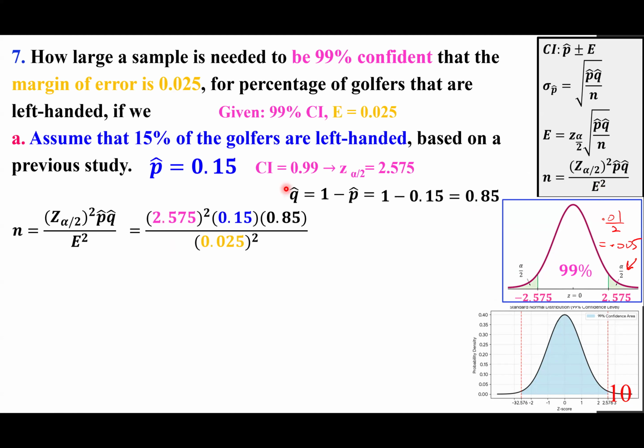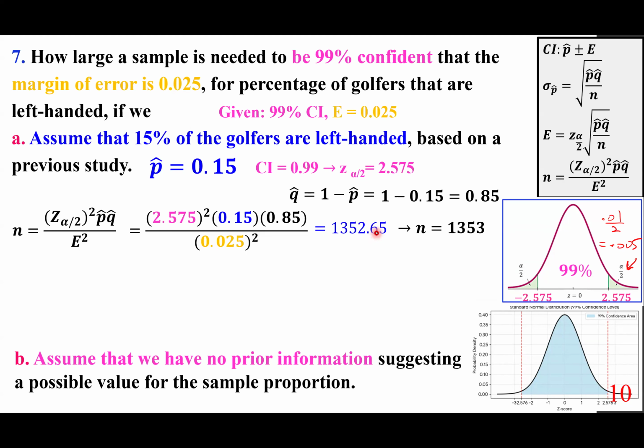2.575 quantity squared, 0.15, 0.85 over 0.025 quantity squared. Make sure you square that, because I've seen that mistake. And we get this answer. Now, as always, we round up because this is the minimum size that will do the job. So you have to go with the whole number and go up to 1,353. Again, regardless of what you have here, whether it's 0.6 or 0.1, it makes no difference.